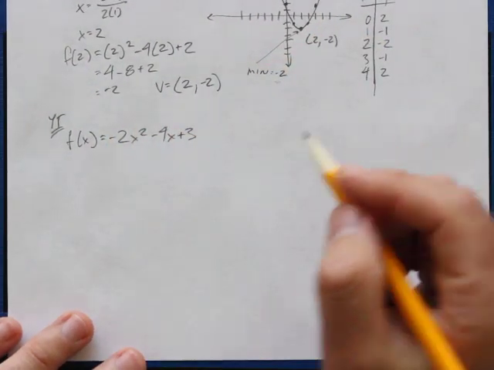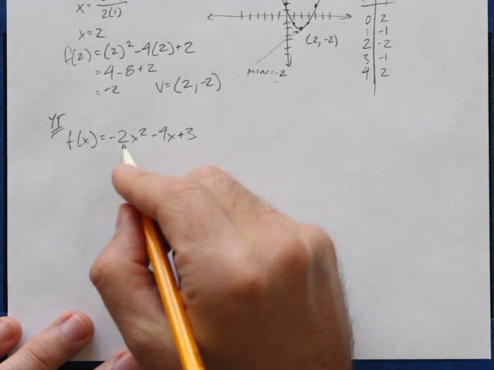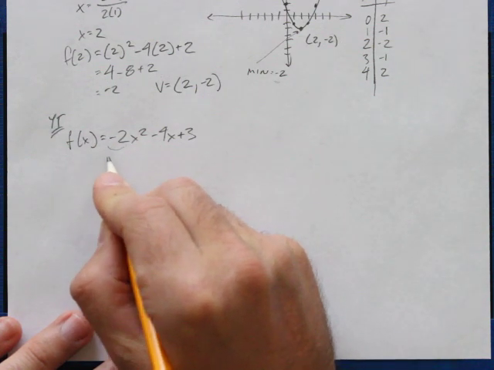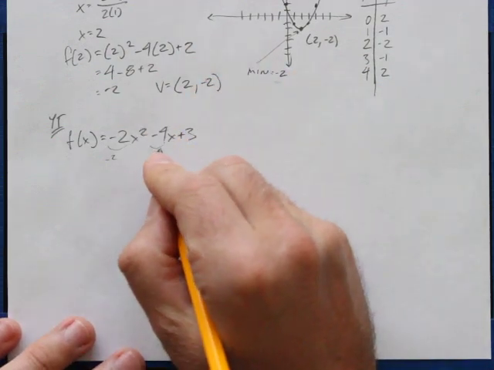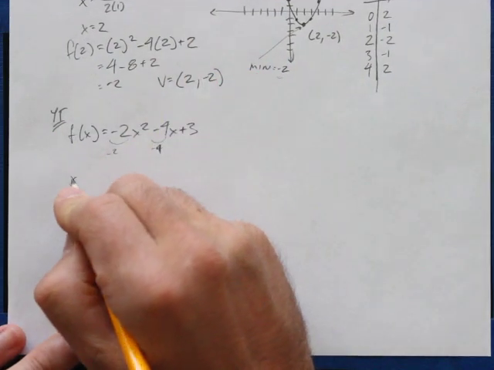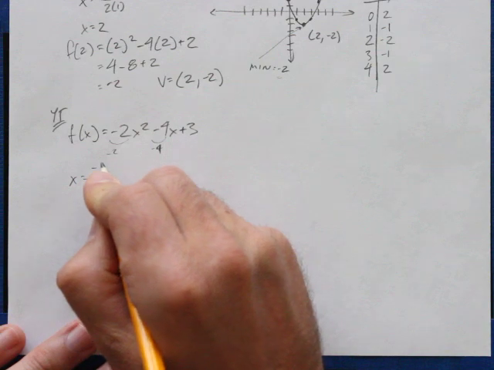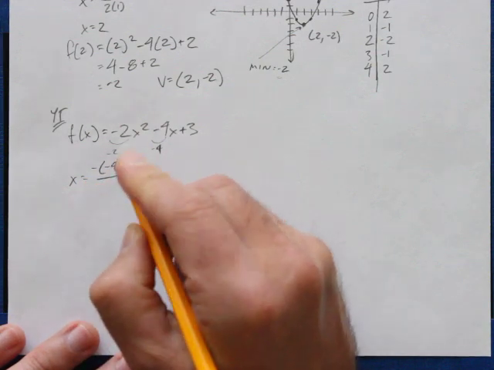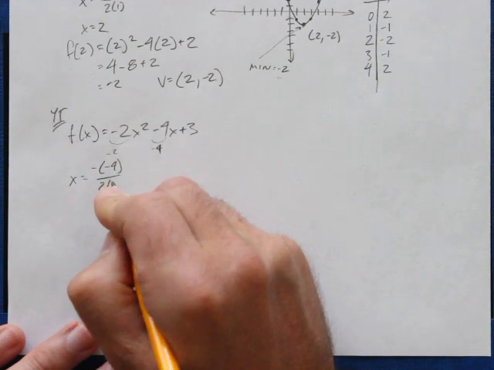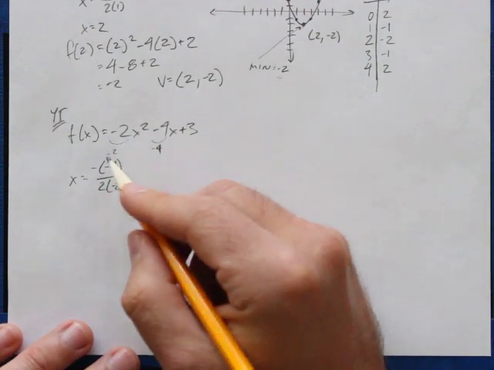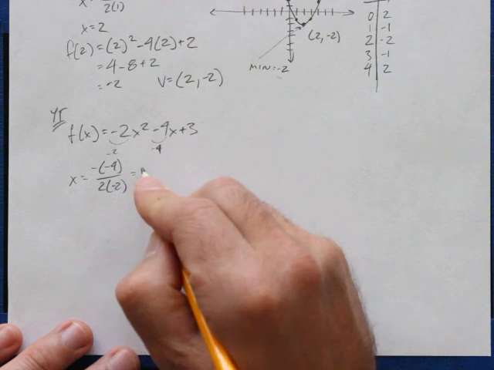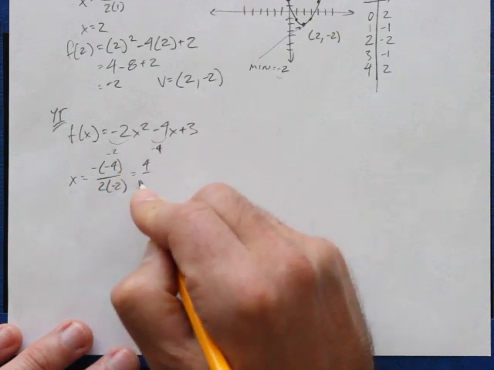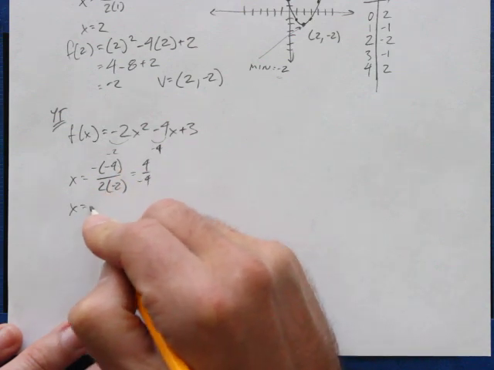Okay, let's see how you did. Notice the a value is negative 2 and the b value is negative 4. So x equals negative b, which is negative 4, over 2 times a, which is negative 2. So that's going to give me positive 4 over negative 4, right? Positive 4 over negative 4. So x equals negative 1.